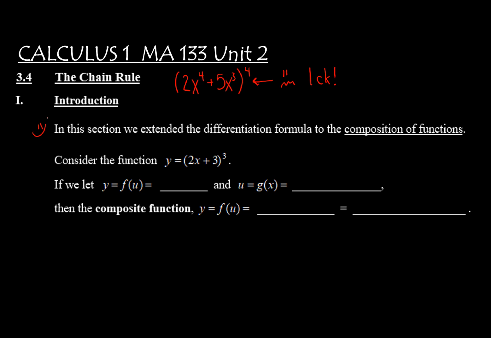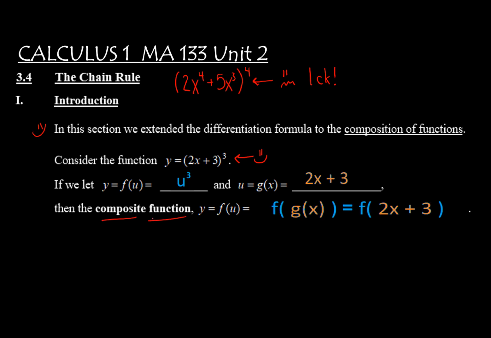So for example, let's consider this function, y equals (2x plus 3) to the power of 3. If we let f of u be u to the third, and let u be some function g, which is 2x plus 3, then we can think of our original function as a composite function, f of g of x, or f of 2x plus 3.